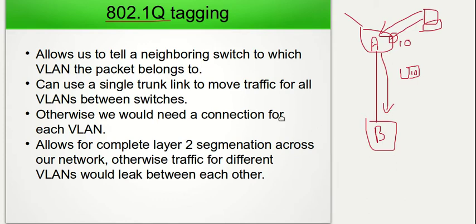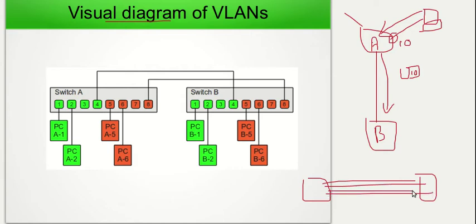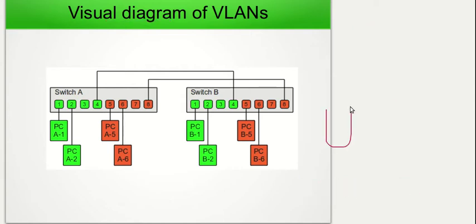Otherwise, we would need to have a connection for each VLAN. So if I go back to the previous slide, that means a connection for each VLAN. For switch A and switch B, we would have to have a cable running in the green VLAN, and then a connection in the red VLAN. If we had, let's say, 20 different VLANs, we would have to have 20 different connections between these switches, one for each VLAN, which would take up too many ports. Instead, we can have a single connection which supports all VLANs.